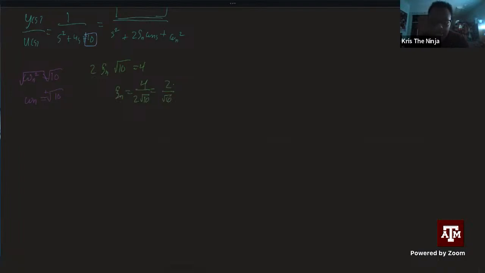You could break this down further. I can't remember all the algebra square root rules and stuff like that. I really can't remember right now. So we're just gonna leave it like that. So we know zeta n is 2 over the square root of 10.